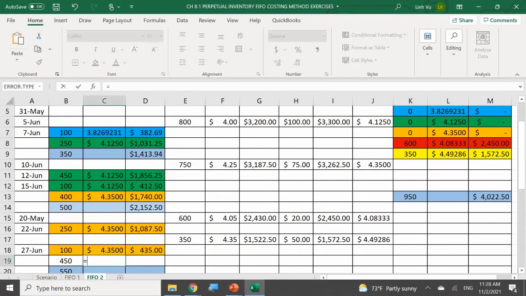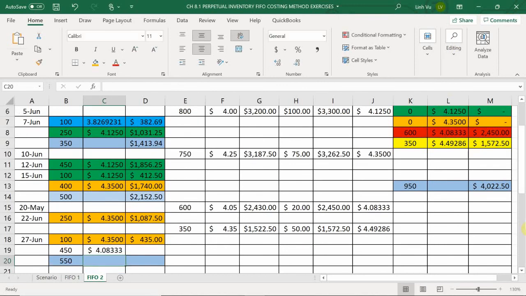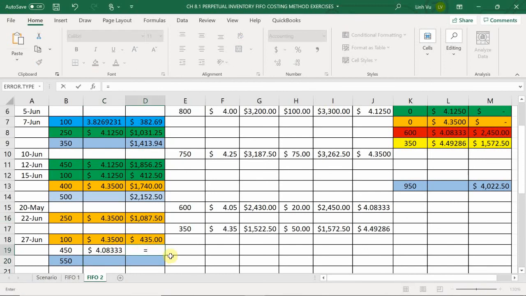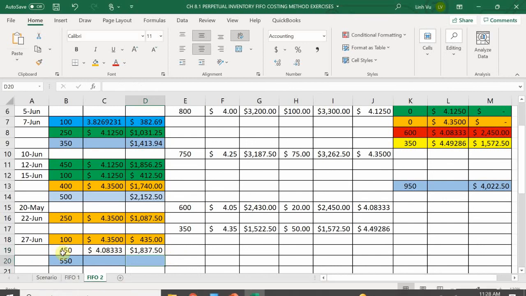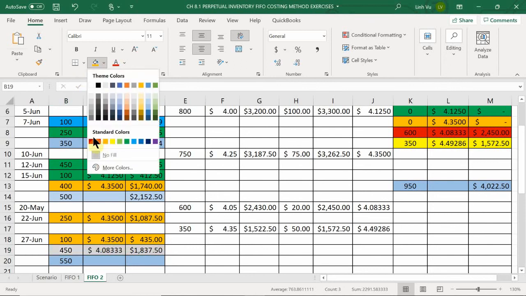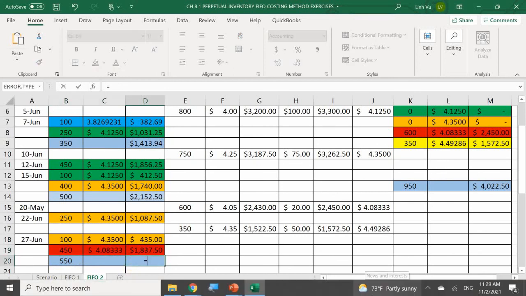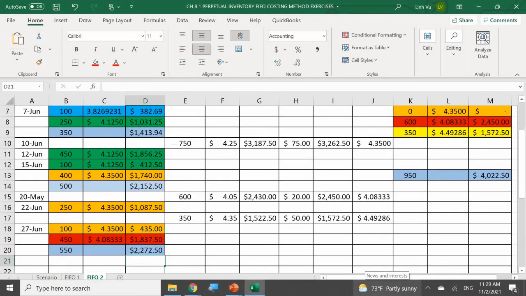So now we're going to take from a red batch. The cost for my red batch is going to be $4.083333. So let's go ahead and solve for the cost of goods sold for selling the 450 units. So what's my total here? $1,837.50, if you add these up together.